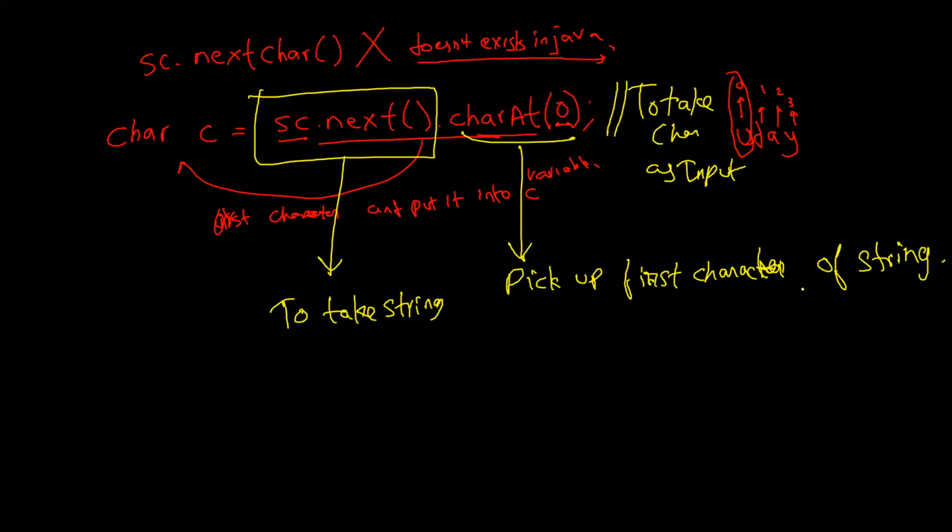So this is the first character of the string, and this is to take the string. In this way, you can take input as a char. This is a method of a string. When you learn the string class, at that time you will understand this, but for now I just gave you a brief idea.